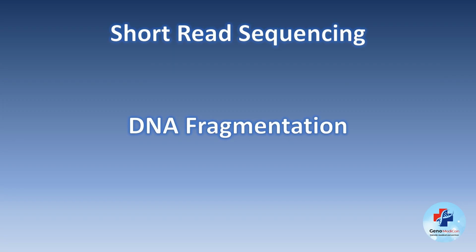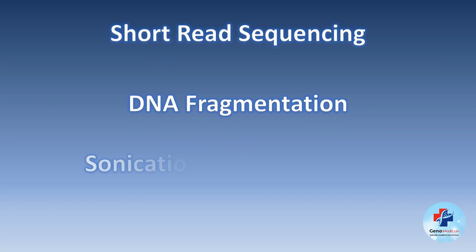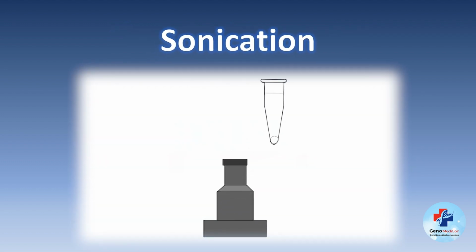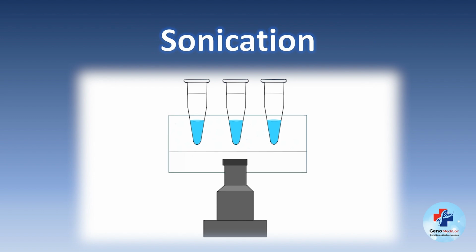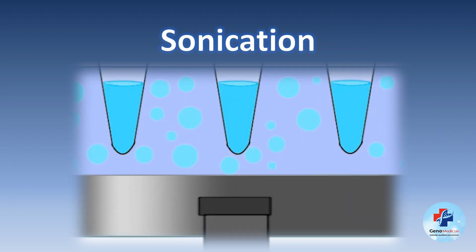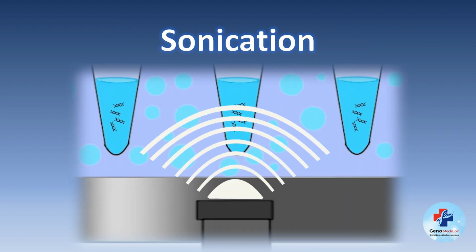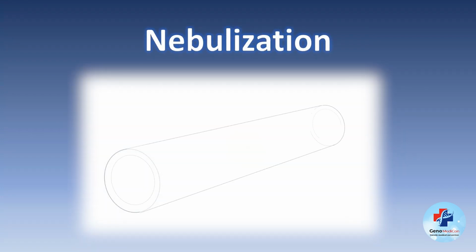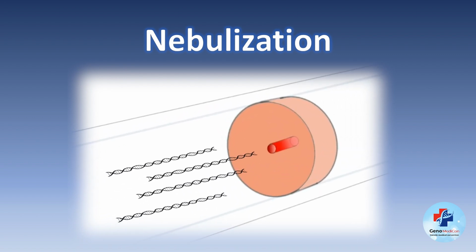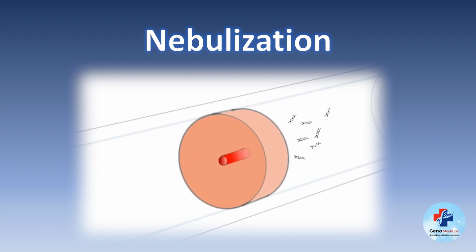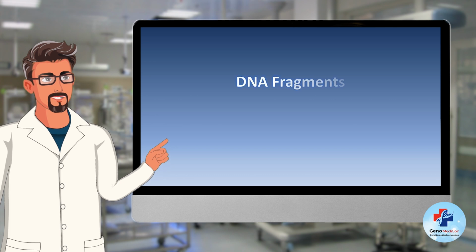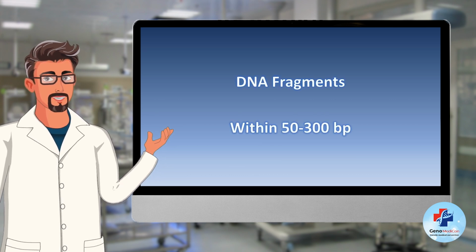DNA fragmentation can be achieved using two primary methods: sonication and nebulization. Sonication uses ultrasonic waves to mechanically shear the DNA into smaller pieces. The size of the fragments can be controlled by adjusting the strength and duration of the ultrasonic treatment. On the other hand, nebulization breaks DNA into fragments by forcing the DNA solution through a small nozzle under high pressure. Like sonication, the fragment size can be adjusted by controlling the pressure. In either method, the goal is to obtain DNA fragments within the desired range of 50 to 300 base pairs.